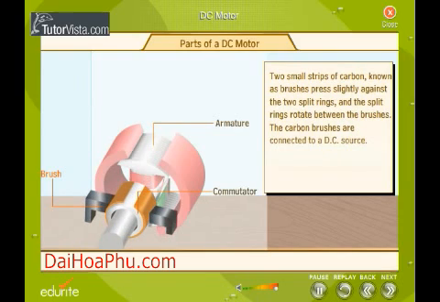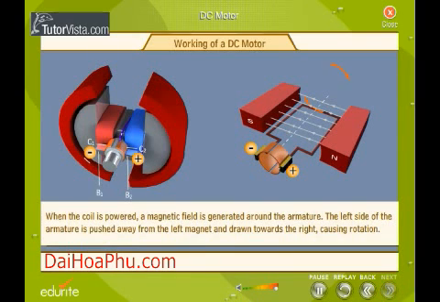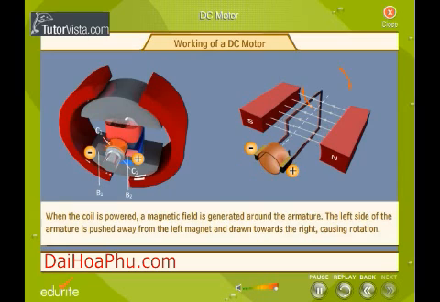Two small strips of carbon, known as brushes, press slightly against the two split rings, and the split rings rotate between the brushes. The carbon brushes are connected to a DC source. When the coil is powered, a magnetic field is generated around the armature. The left side of the armature is pushed away from the left magnet and drawn towards the right, causing rotation.